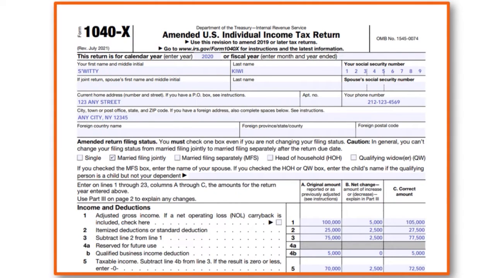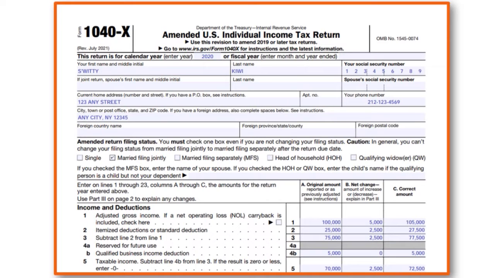This is how the form looks. So basically you have to indicate the year that you want to amend. In this case, we chose 2020. You have to put your first name, last name, your social. And if this is a joint return, you have to put your spouse's first name, middle name, and last name also, in the social.